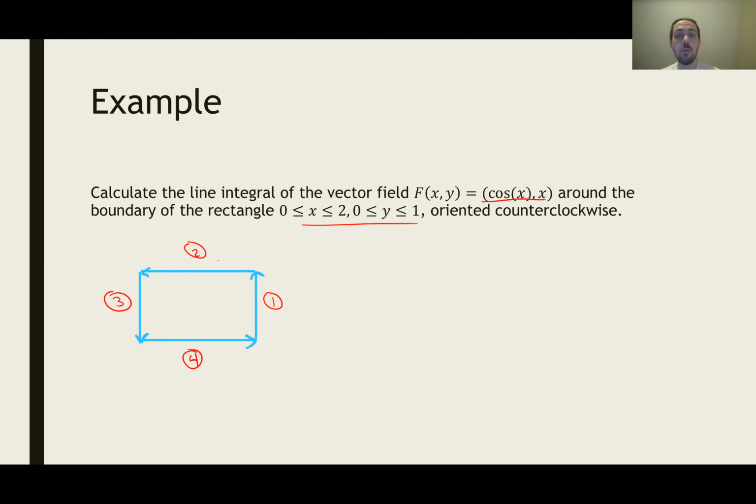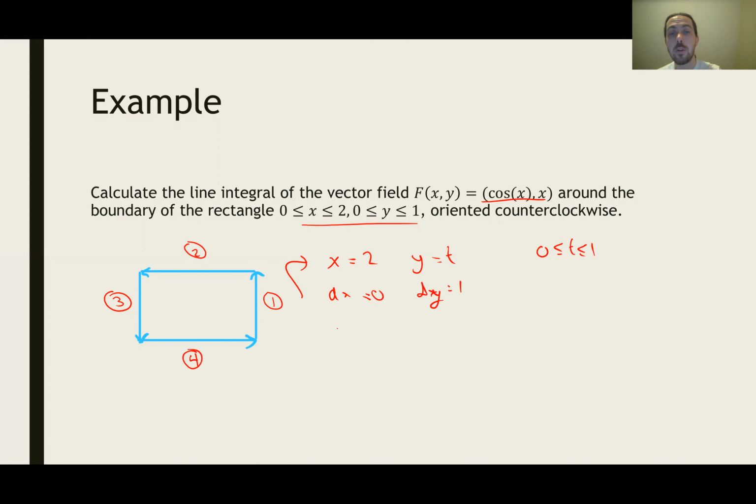So for example, we would need to calculate the line integral for the right-hand edge. First, let's write down a parameterization. The parameterization would say x is equal to 2 and y is equal to t as t goes between 0 and 1. That gives us a parameterized curve that goes along the right-hand edge. Then I would calculate dx and dy like so.